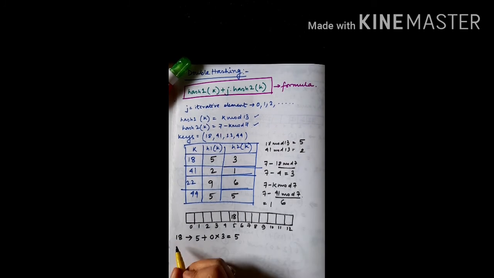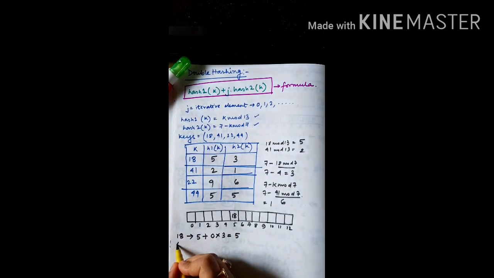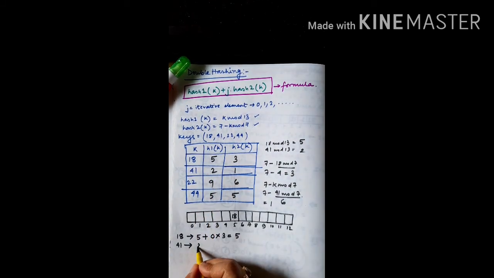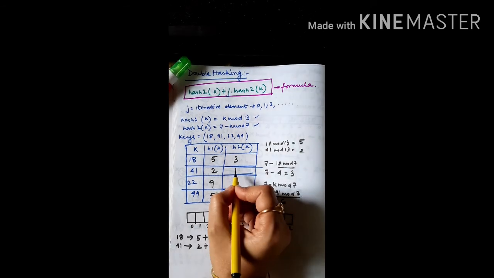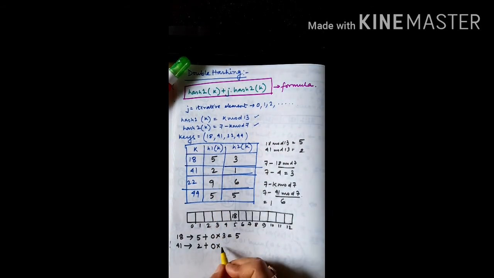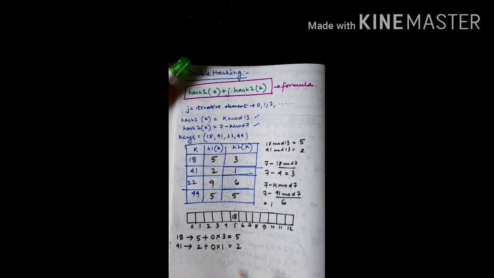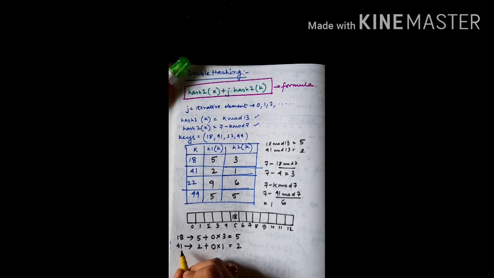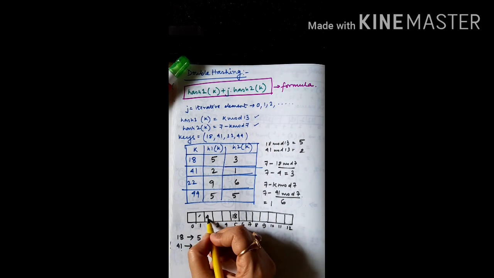Fine. Now we will try to add our second key, 41. Hash function 1 value was 2, j value is 0, and hash function 2 value is 1. So 2. We will see that yes, index location 2 is empty. So we will put this key 41 in index location 2.